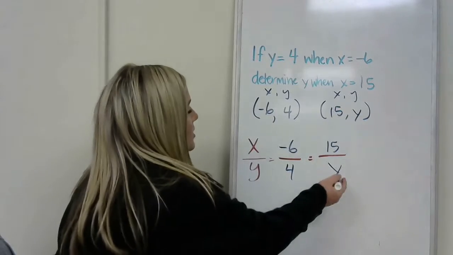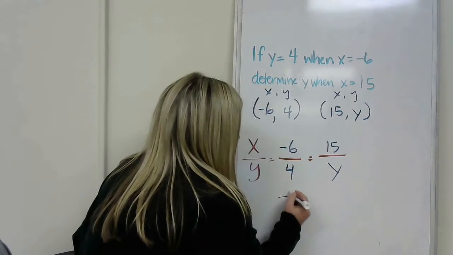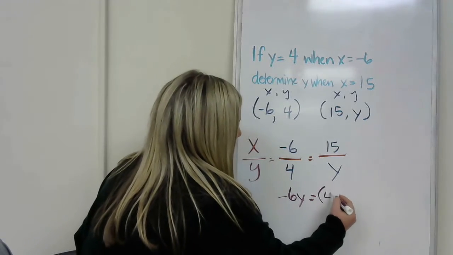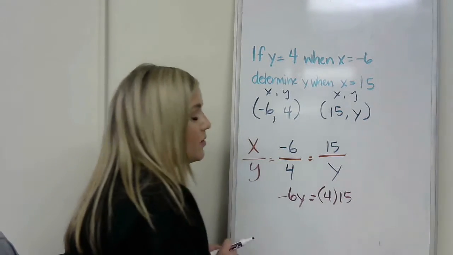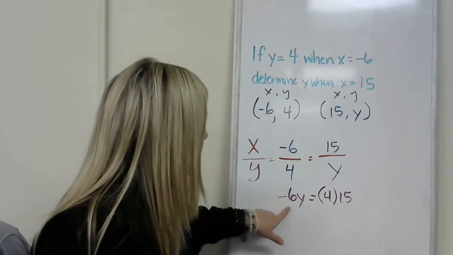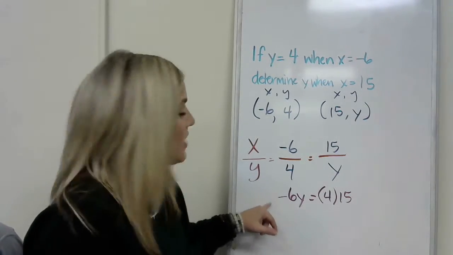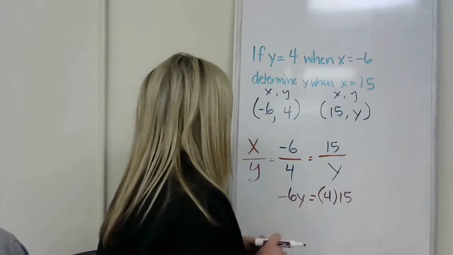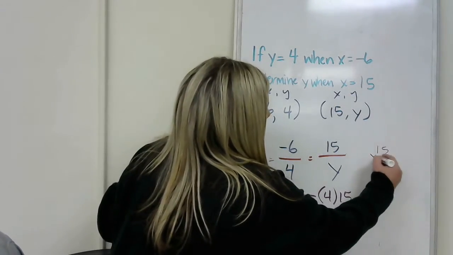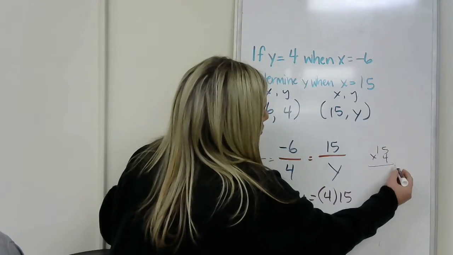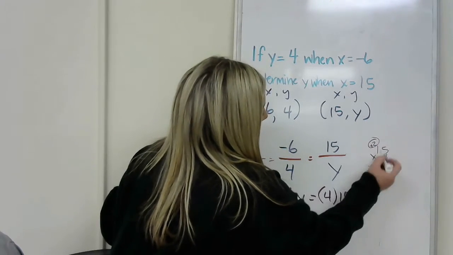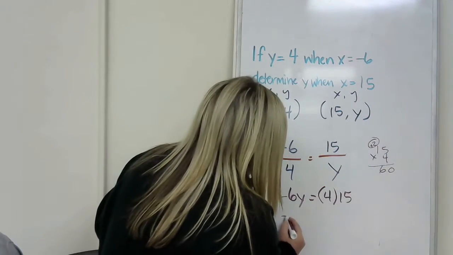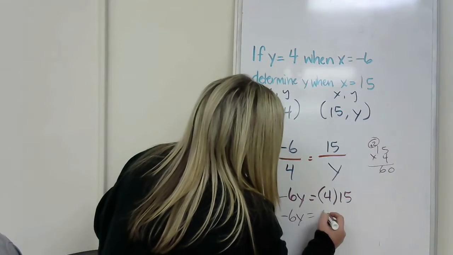All right, so we're going to cross multiply. Negative 6 times y is negative 6y, and then 4 times 15. Now, here's where we were a while ago, where we could divide by 3 over here and then divide by 3. We can't do that. 6 won't go into 4 or 15. So we need to figure out what this is right here. 15 times 4. 5 times 4 is 20. The 0 can stay, the 2 has to go. 1 times 4 is 4, and 4 plus 2 is 6. So now we have negative 6y is equal to 60.